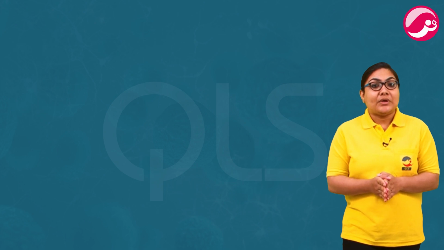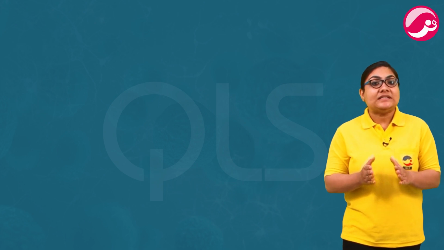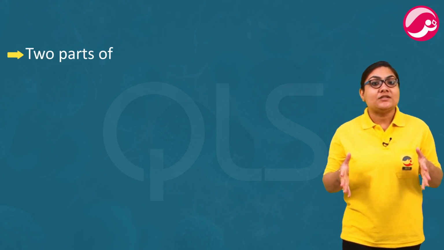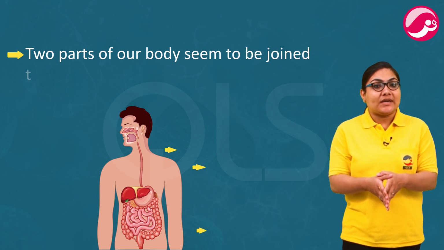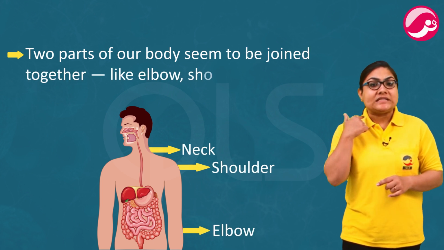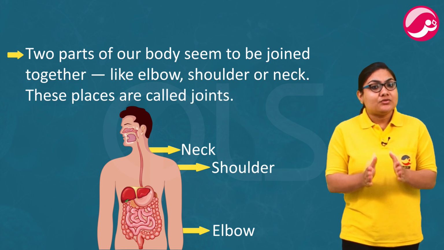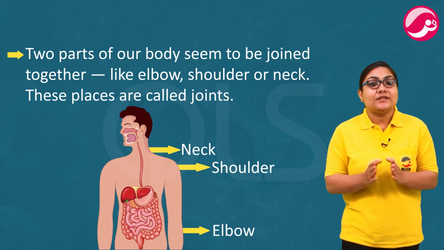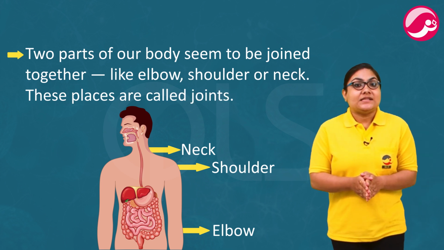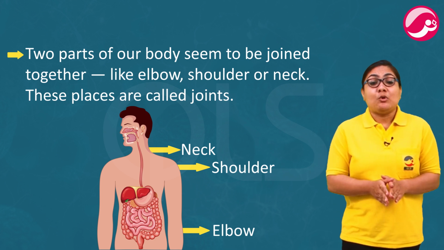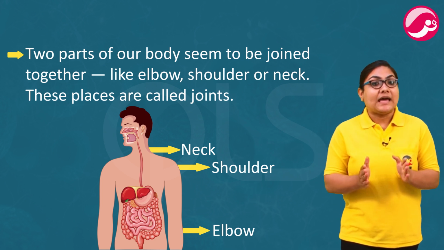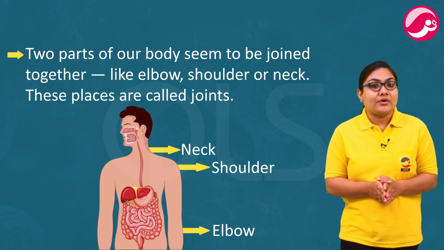Did you notice that we are able to bend or rotate our bodies in places where two parts of our body seem to be joined together, like elbow, shoulders, neck? These places are actually called joints. Now try to think about major joints in your body. Now imagine a body without joints. Imagine there is not a single joint in our body. Now can you imagine our bodies moving without joints?